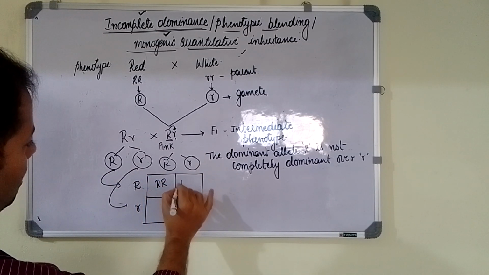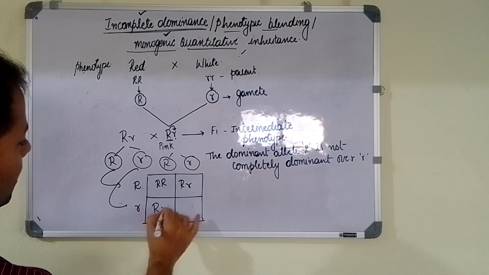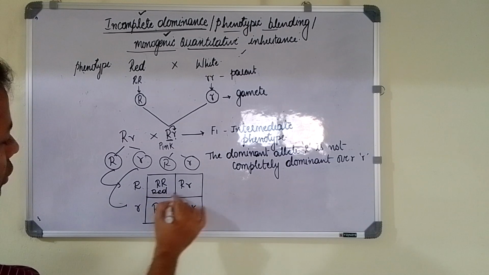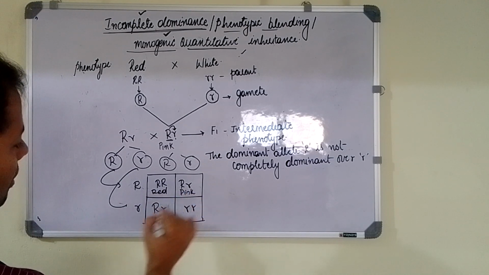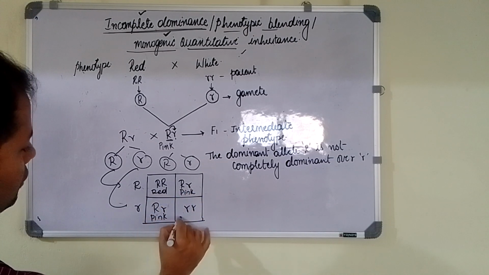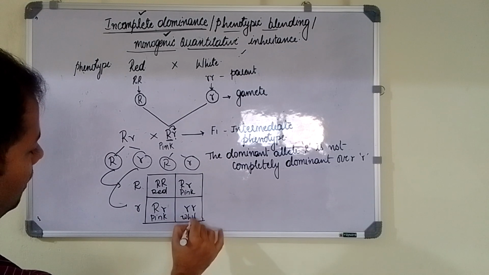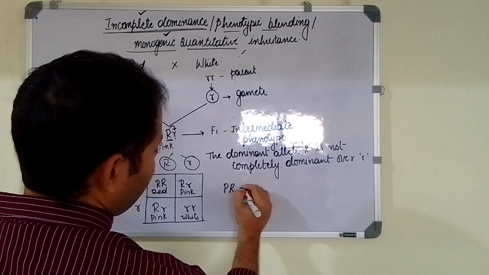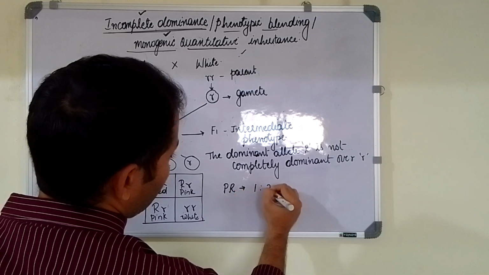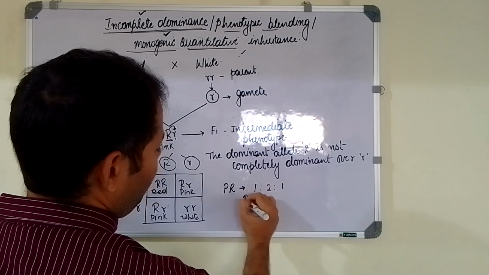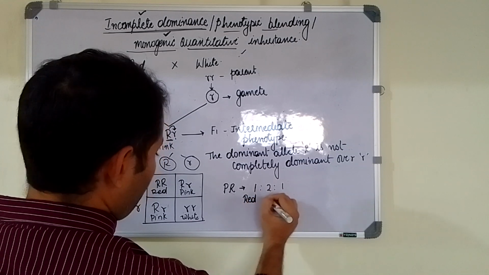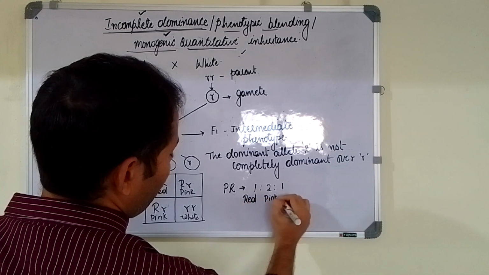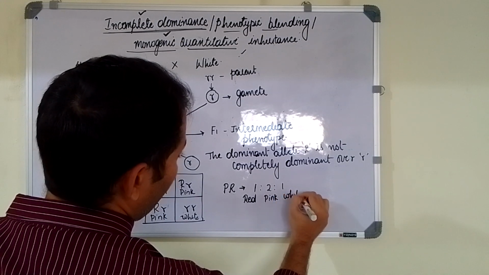So capital R, capital R, capital R, small r, capital R, small r, and small r, small r. So this capital R is going to give you red, this is going to be pink, this is also going to be pink, and this is going to be what? White. So if you look at the phenotypic ratio, it is 1:2:1, where the number of red is 1 out of 4, the number of pink is 2 out of 4, and the number of white is 1 out of 4.